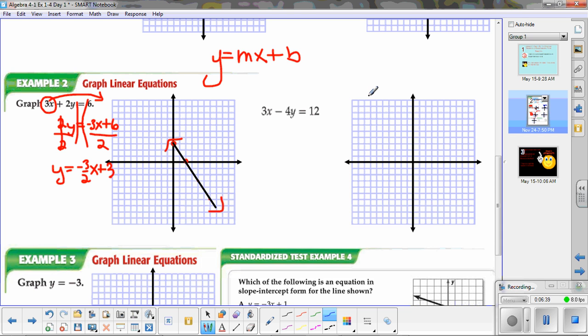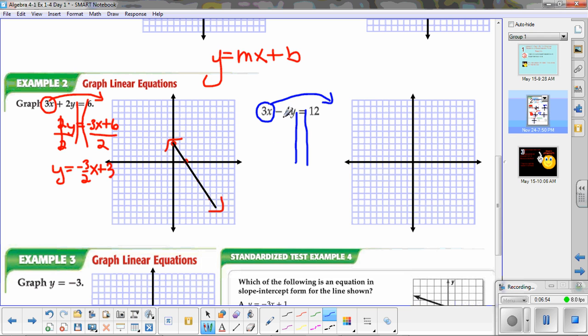All right, let's go ahead and try this next one. You may want to pause it and try it on your own. Again, we want to get y by itself, so I'm going to move this 3x to the other side. And if you cross the line, you change the sign.